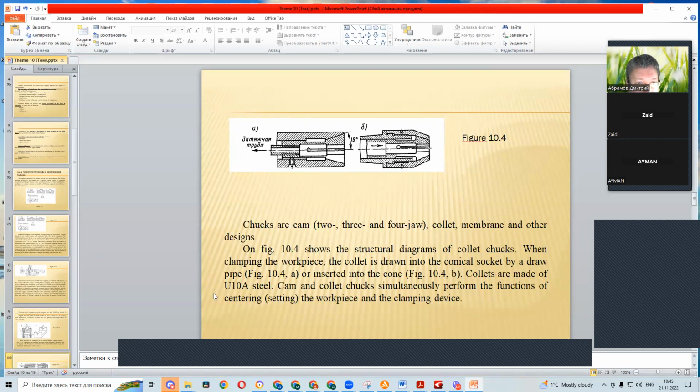Chucks. Before we start this slide, we can see a video about chucks.